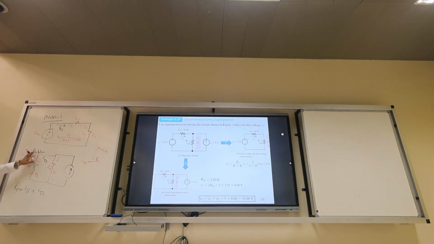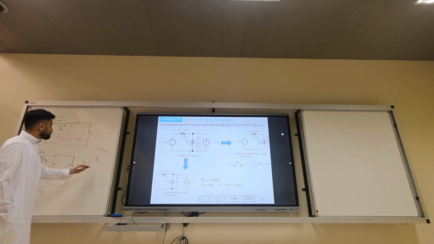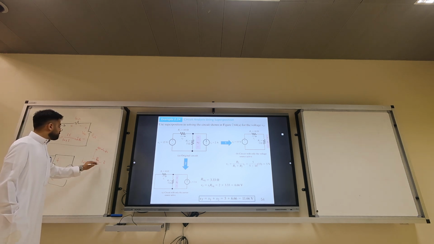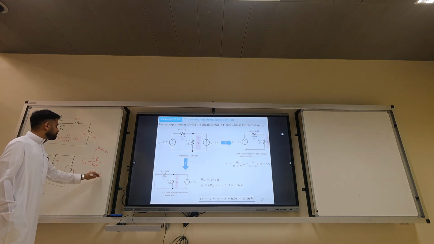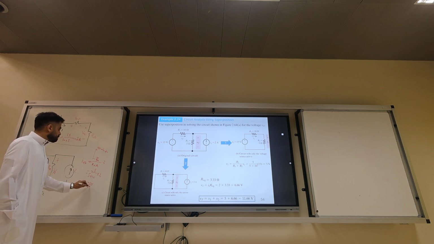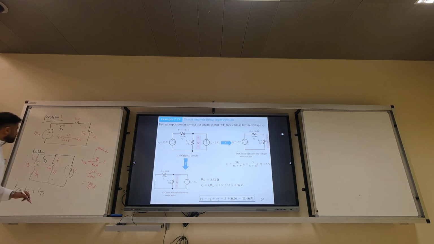IT2 is from bottom to top. The current that is splitting is from top to bottom. What is that current? It's 2. So 2 over R1 plus R2. What's the final answer? Minus 5 over 5 plus 10 times 2, which is minus 10 over 15. So minus 10 over 15 is this IT2.